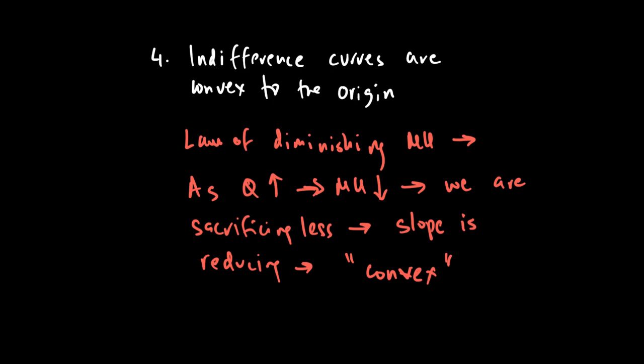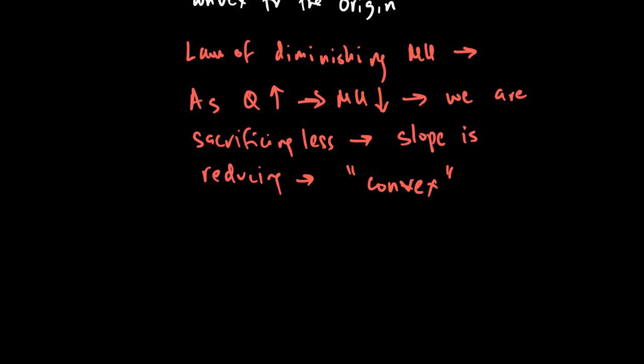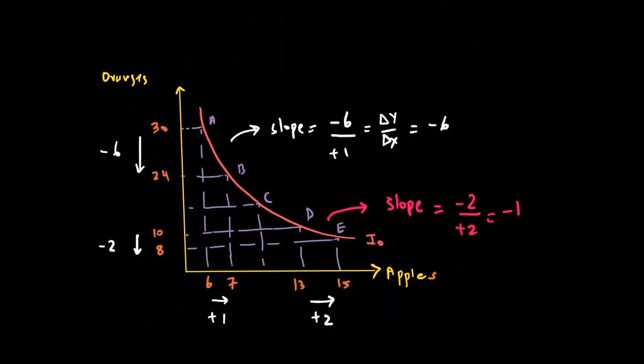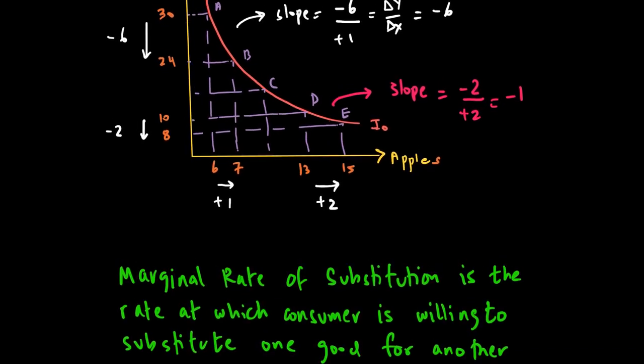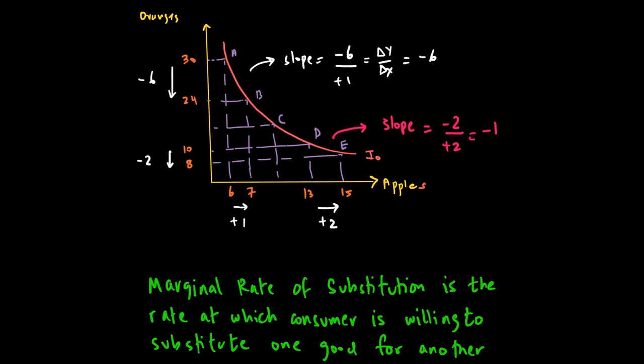Our next discussion is about the slope of the indifference curve, because slope tells an important concept of what we call marginal rate of substitution. So when I look at this diagram that we just discussed, we can look at something called the marginal rate of substitution. So what is marginal rate of substitution? We say that marginal rate of substitution is simply the rate at which a consumer is willing to substitute one good for another.